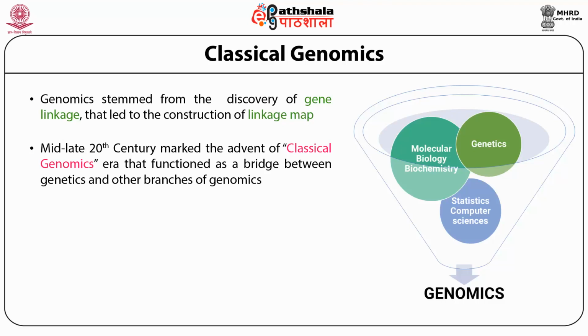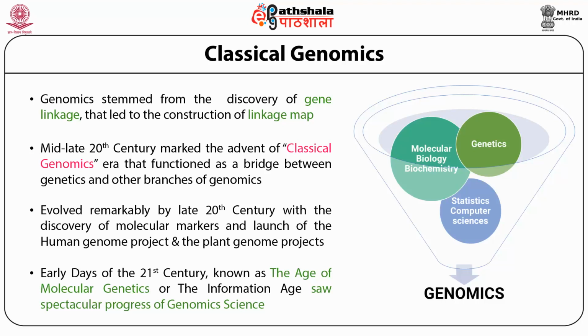Classical genomics played a critical role in bridging the gaps between genetics and other branches of genomics. Though it might have taken a backseat in the light of simultaneous rapid advancements in many other disciplines, genomics was revived and rejuvenated in full flare in the late 20th century with the spectacular development of molecular markers, followed by the launch of the Human Genome Project and Plant Genome Projects.